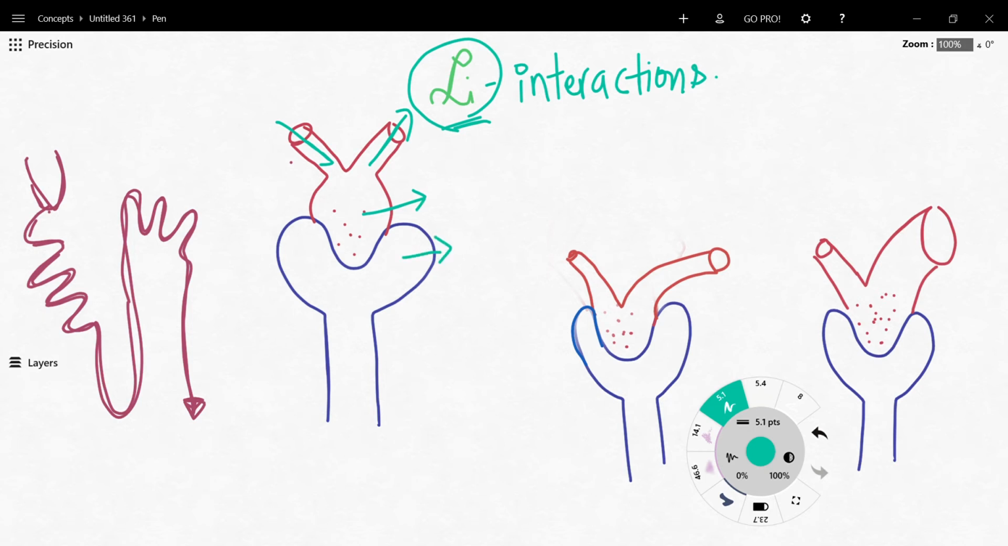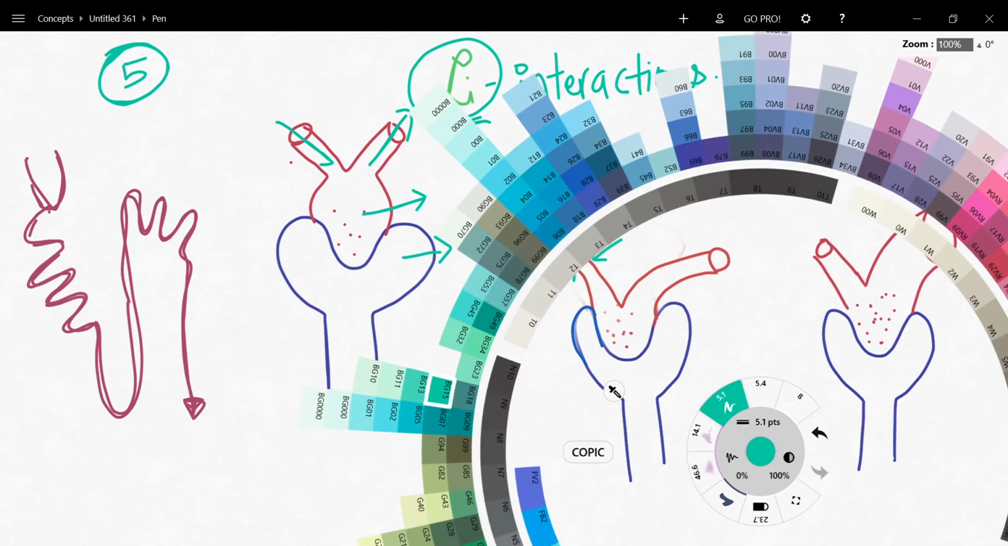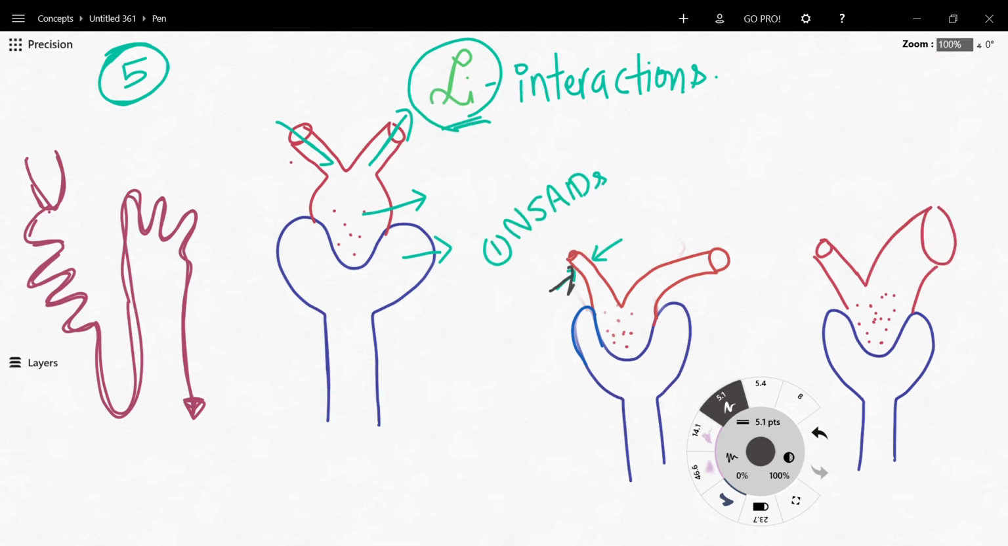Bowman's capsule. Now, lithium, you need to know it has so many interactions, but mainly I'm going to cover five, which are very high yield and very clinically relevant. So the first one that we're going to talk about is NSAIDs. What NSAIDs do is they vasoconstrict the afferent arteriole, and this causes lithium to get retained in the blood, and that causes lithium toxicity.